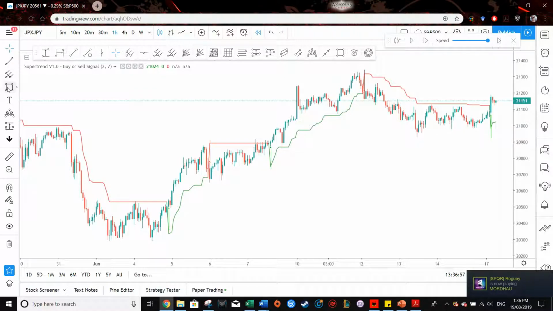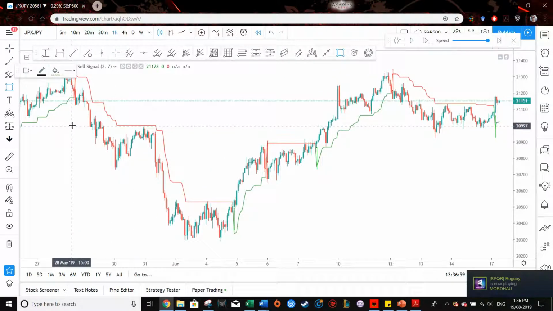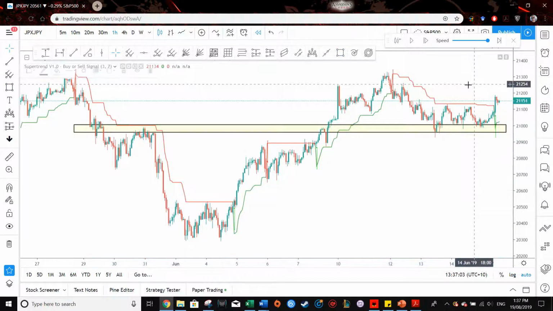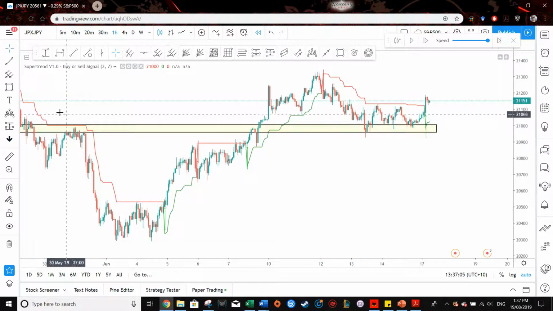I could see a support region. They always move in hundreds of pips. Actually, yeah, there's a support region. There's no such thing as a small movement on an index. Can I show you something? Look at this pip movement.